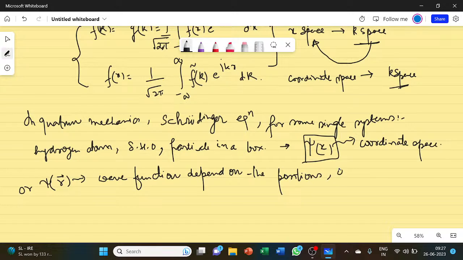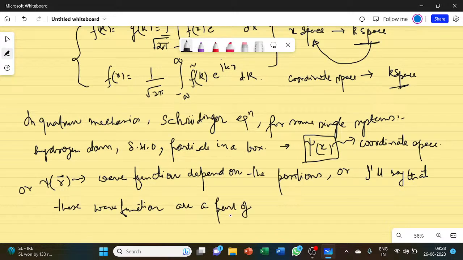Positions, and I'll say that these wave functions are a part of configuration space. This is at times referred to as configuration space or coordinate space, you can say.